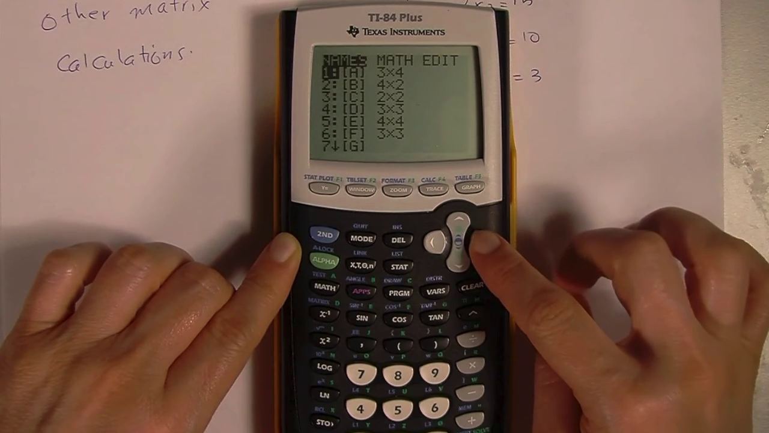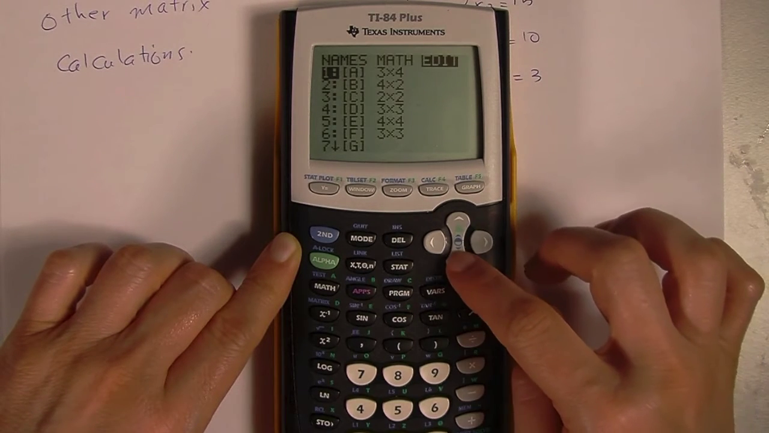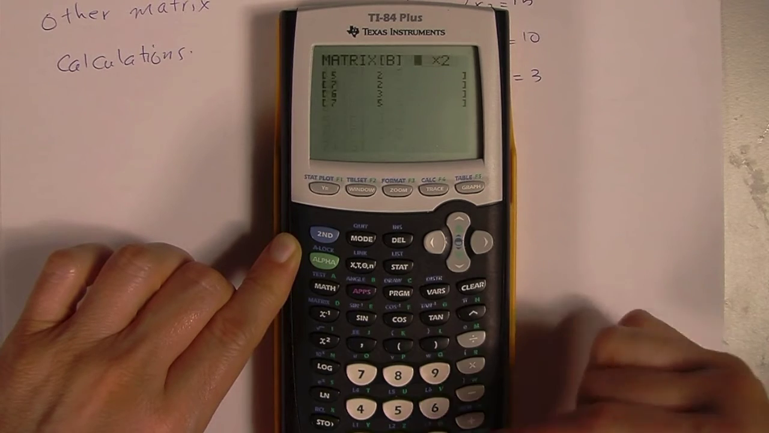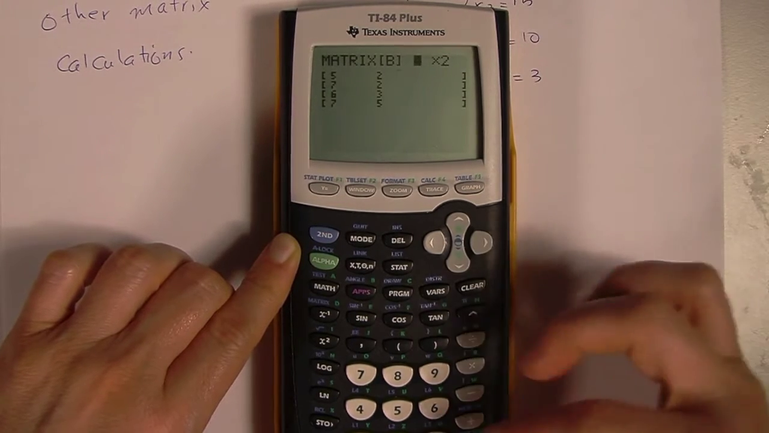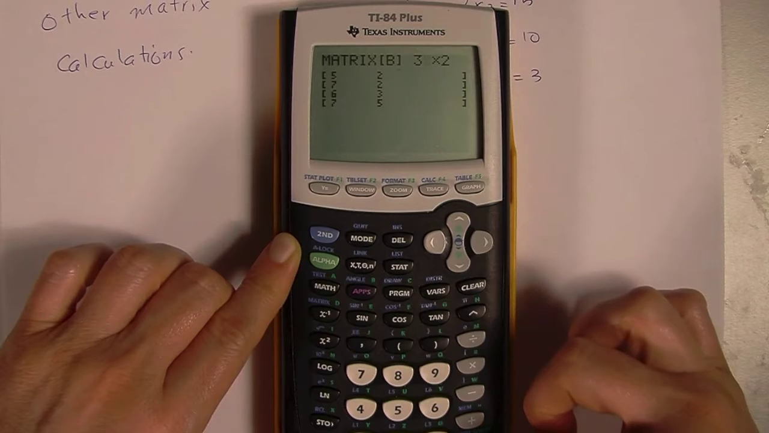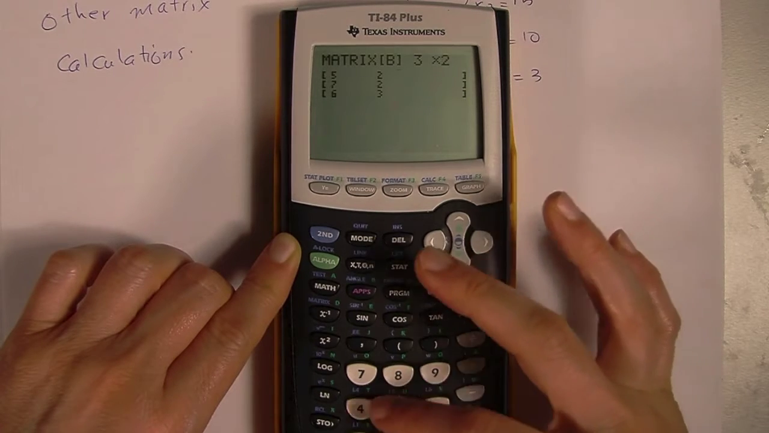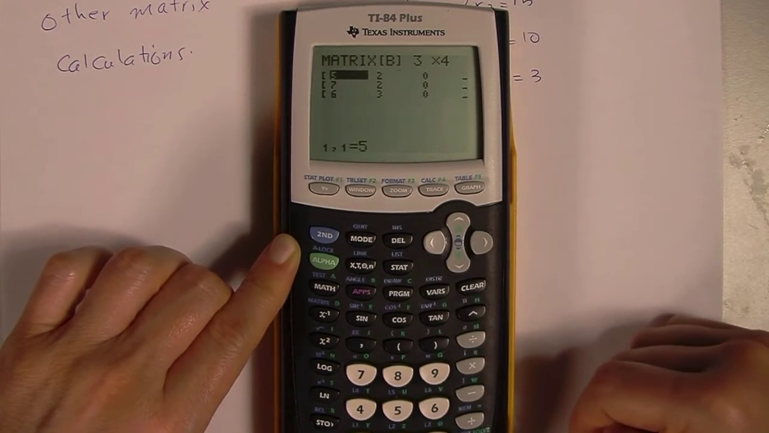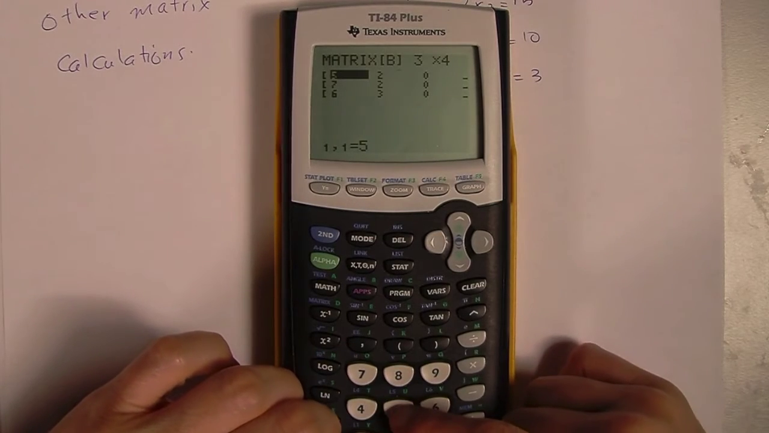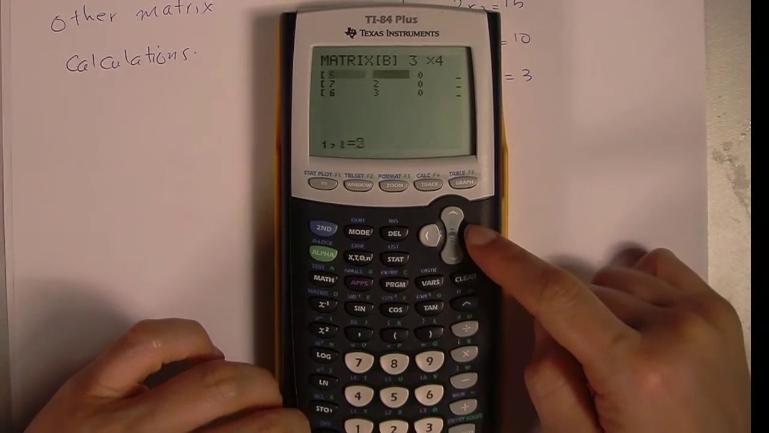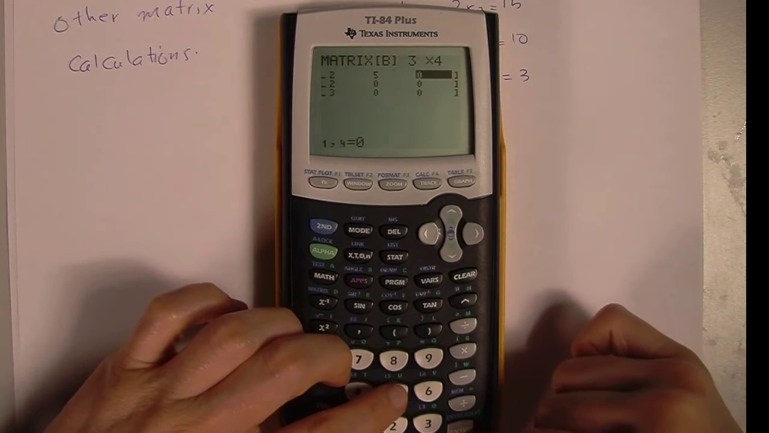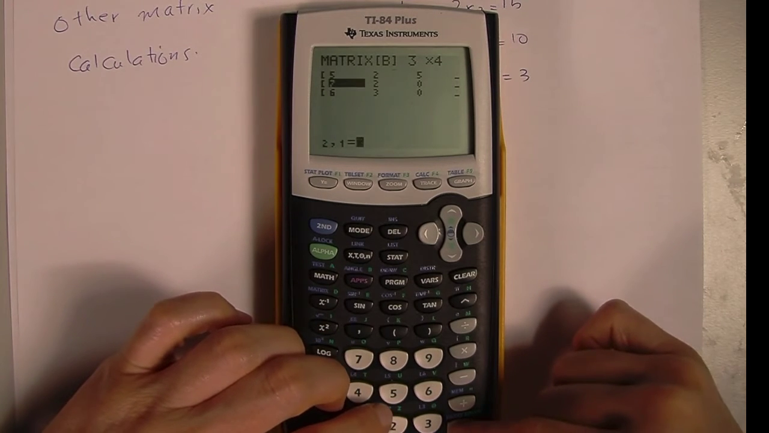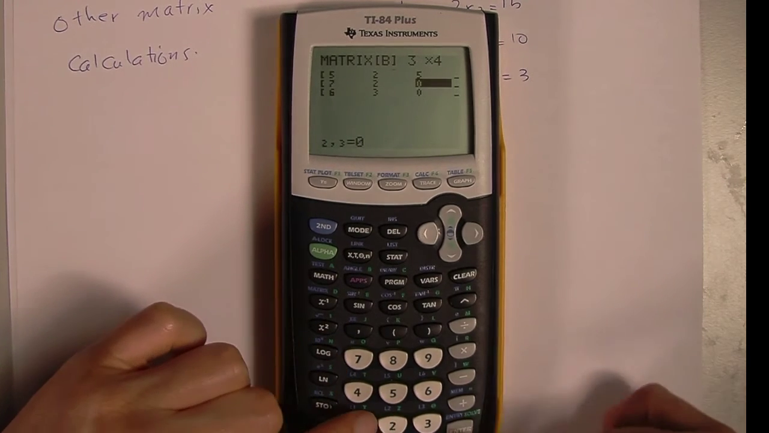Let's go back to edit, because if I'm adding, I have to have the same size matrices. So a 3 by 4, and I'm happy with those numbers. Let's enter the rest of them using enter.